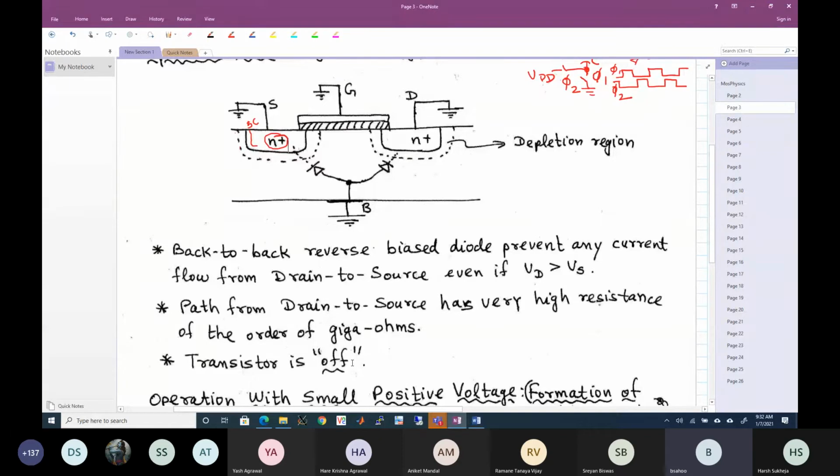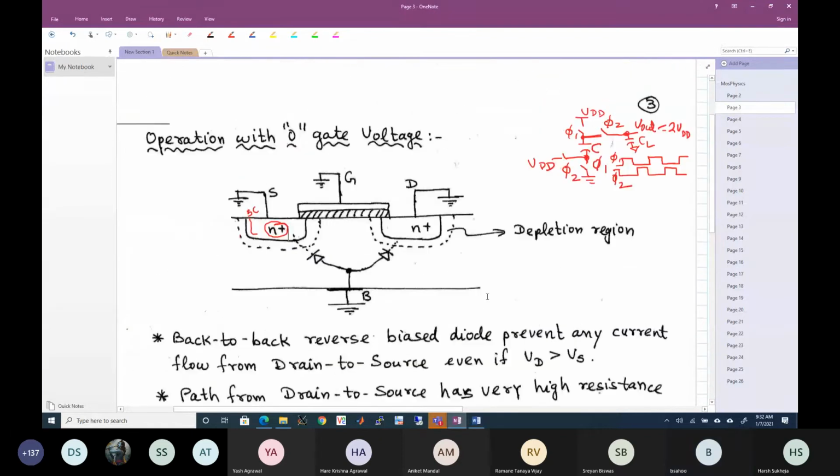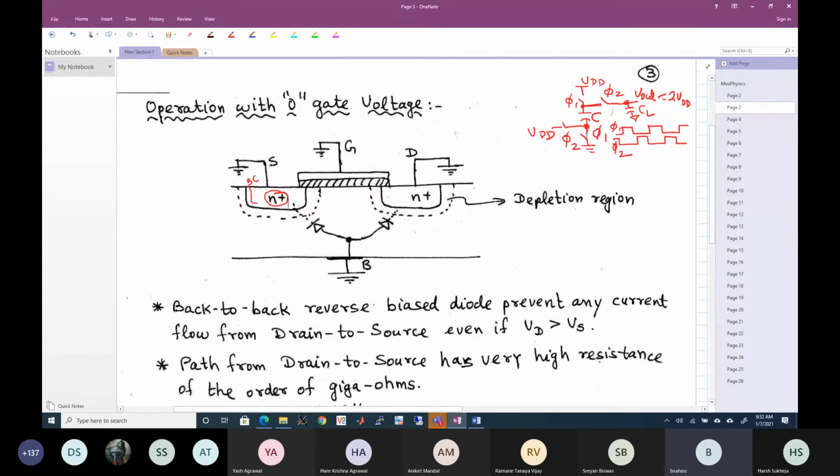That means if I use an NMOS in this switch and apply a gate voltage of 0, it acts like an open switch. So this is how the MOSFET acts like an open switch if the gate voltage is 0 in case of an NMOS, and in case of a PMOS, if the gate voltage is close to the supply voltage, then it acts like an open circuit or an open switch.